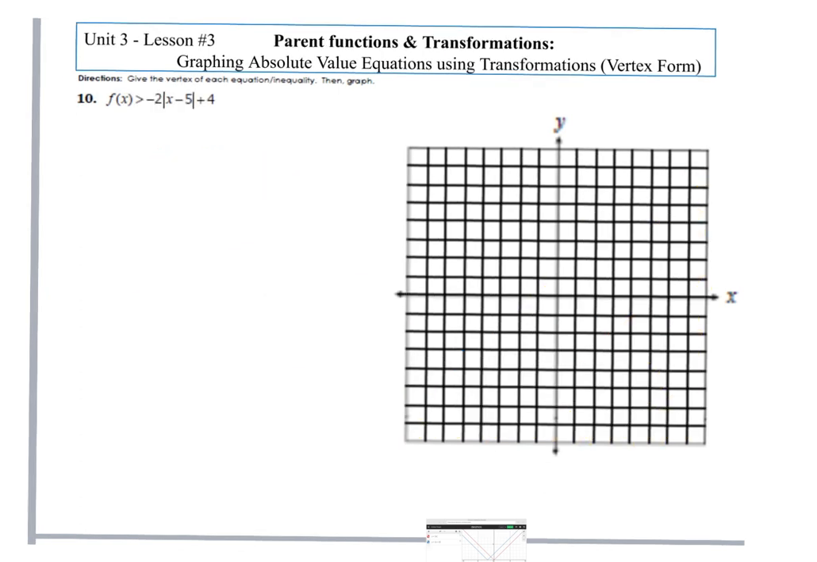I have the function f of x is greater than negative 2 times the absolute value of x minus 5, and then plus 4. Again, the vertex is a coordinate. We need an x and a y value. The x value of the vertex is from the number that's with the x inside, and when it comes out, we change its sign. So this would be positive 5, because we had a minus sign inside. And then the y value comes from what is outside being added to the right of all that, which is positive 4. My vertex is positive 5 and positive 4 for y. 5, 4. 1, 2, 3, 4, 5, up, 1, 2, 3, 4.